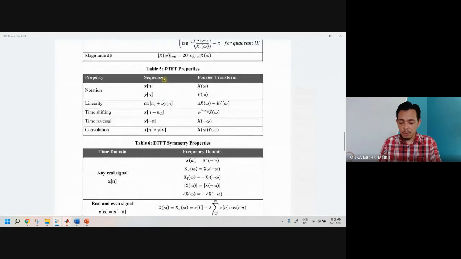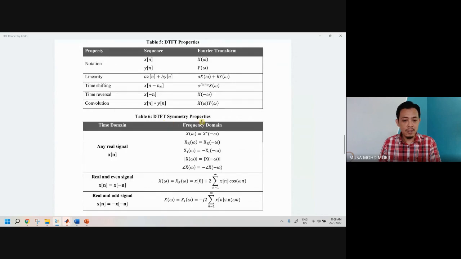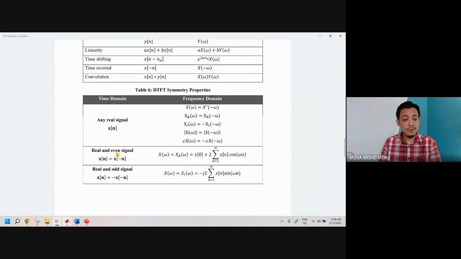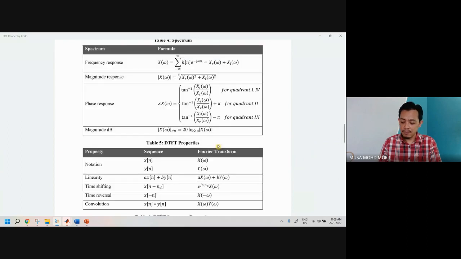Right, so we have those properties. This is the DTFT properties. This is the symmetry properties. When you have an even signal, you can use this simplified equation. So you don't need to memorize it, but you can use this. Instead of using the original formula, maybe you can use this one. If you use the original formula, you will use more time in solving it, but using this one, you save a lot of time.